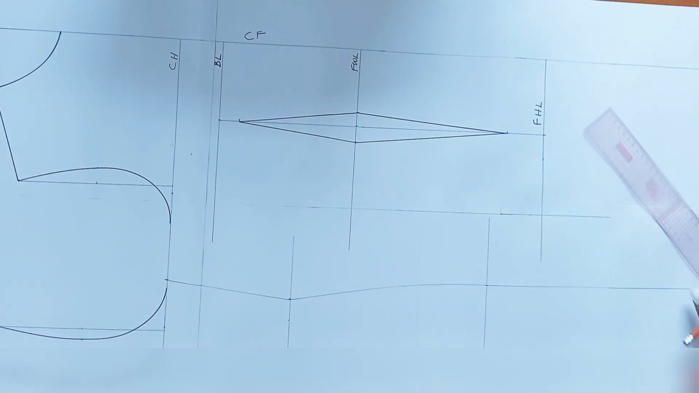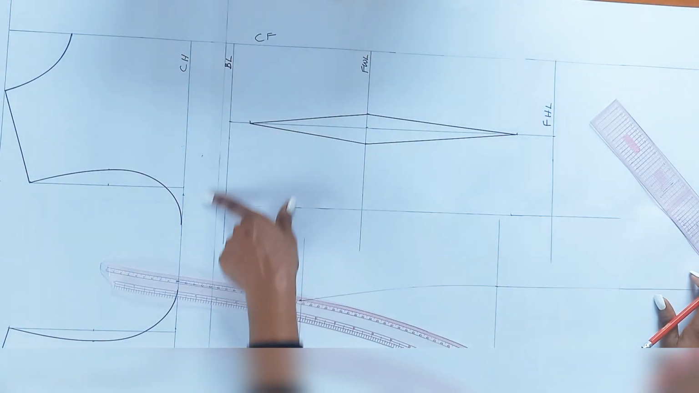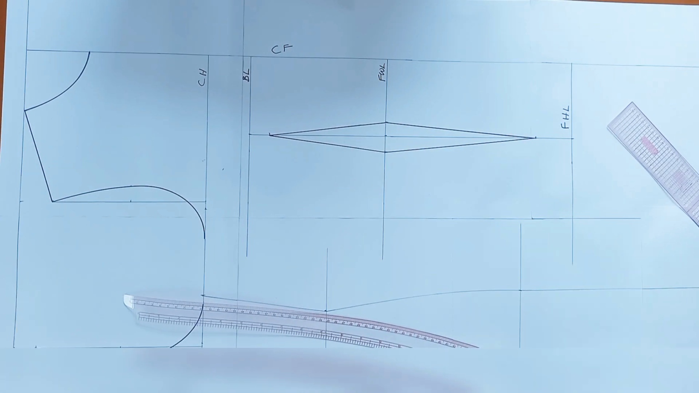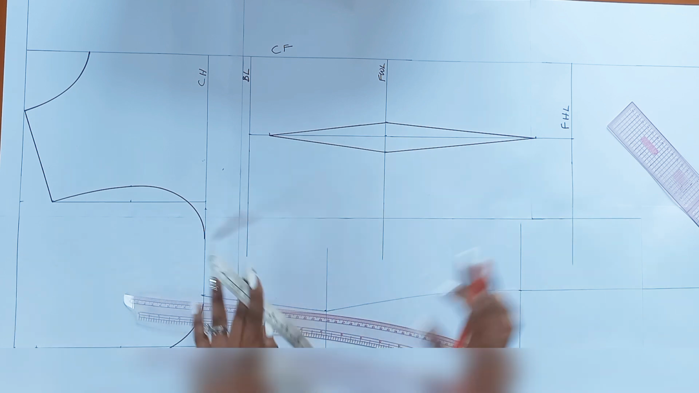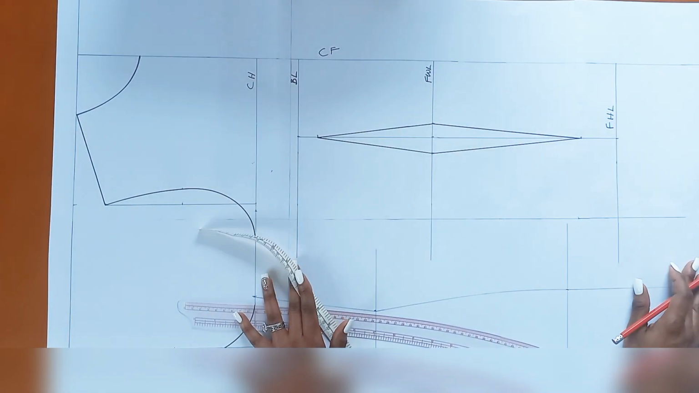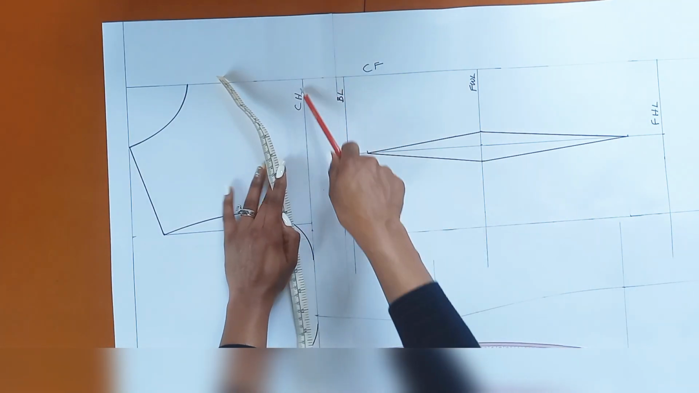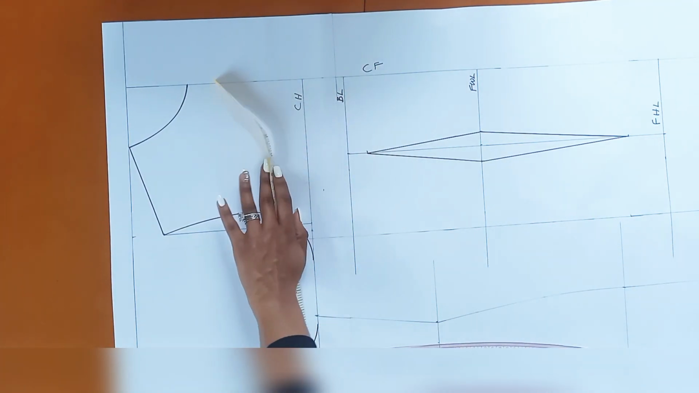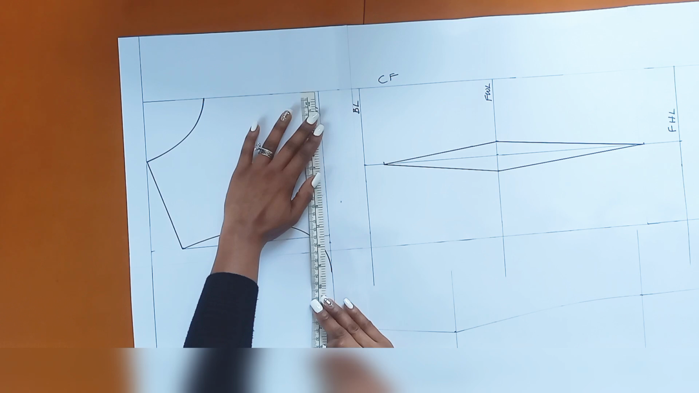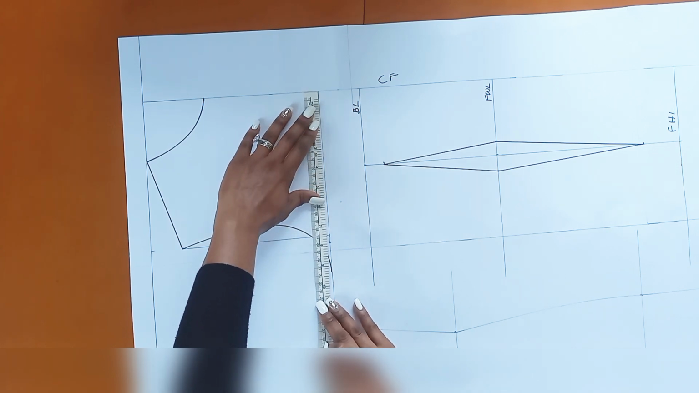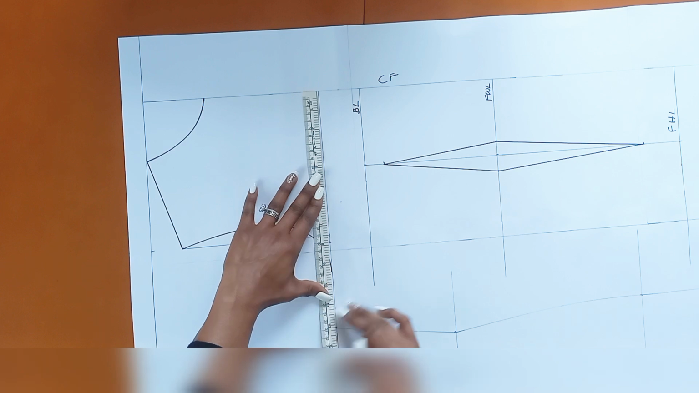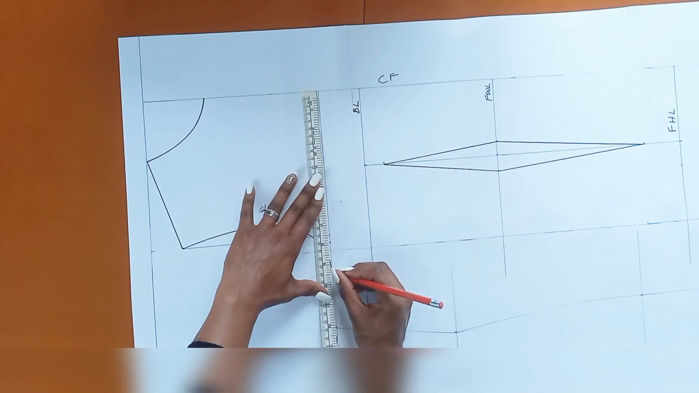So for the front, we're also going to be inputting our measurements. So we're also going to divide our bust by 4. That is 38 by 4, and that is 9.5. And I'm going to be marking it on the chest line, not on the bust line. Please take note. So we'll mark our bust measurement on our chest line, and 38 divided by 4 is 9.5. So I'll just mark 9.5 here.